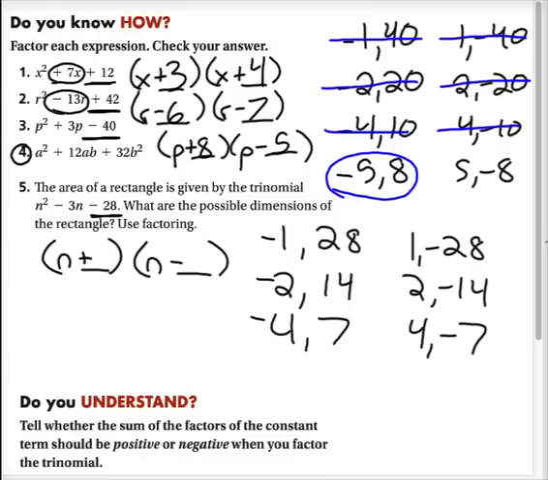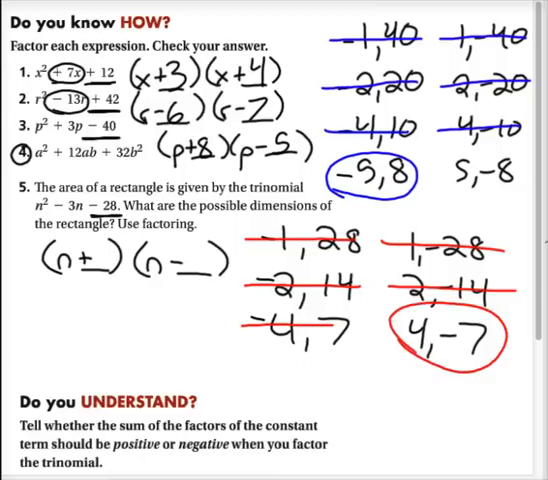And now we need to find which one of those pairs adds to negative 3. So let's start running through our list. Negative 1 plus 28 gives us 27. We're not looking for that or negative 27. Negative 2 plus 14 gives us 12. Well, we're not looking for 12 or negative 12. Negative 4 plus 7 gives us 3. Well, that means we're looking for the opposite of that. So our answer is going to be right here. 4 and negative 7 give us the negative 3 that we are looking for. So n plus 4 and n minus 7 gives us exactly what we are looking for.